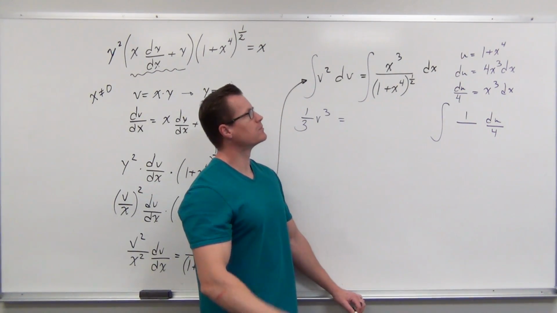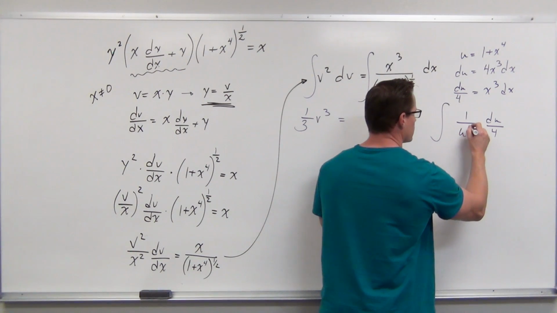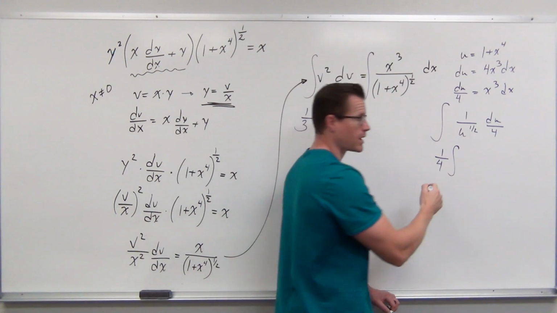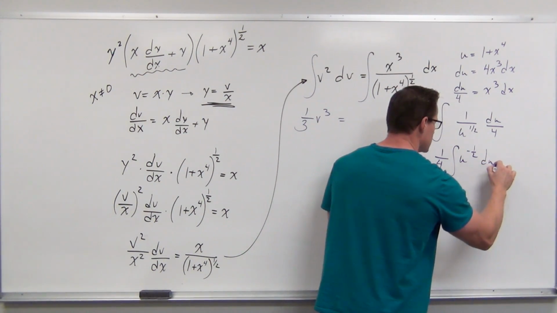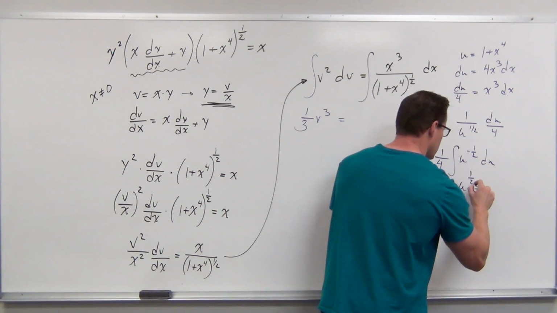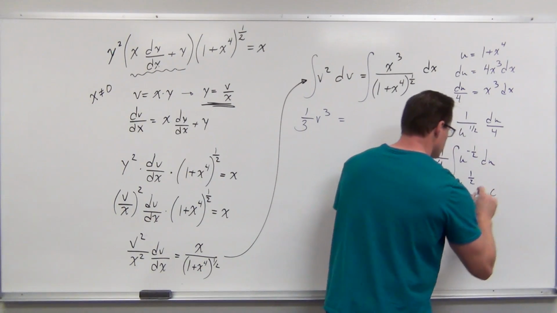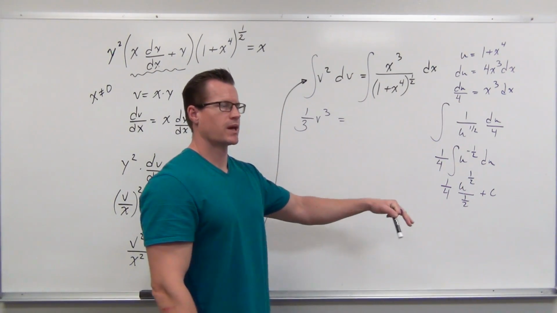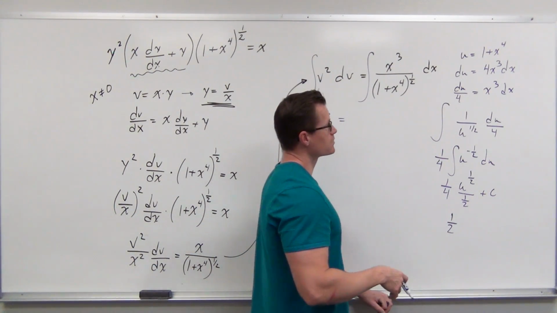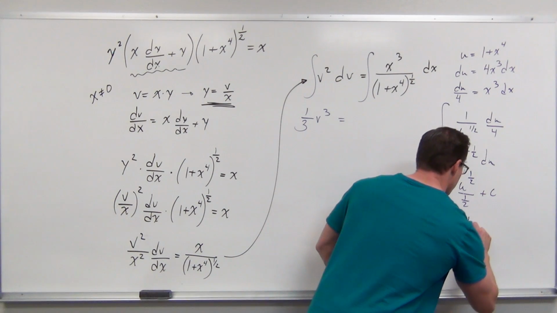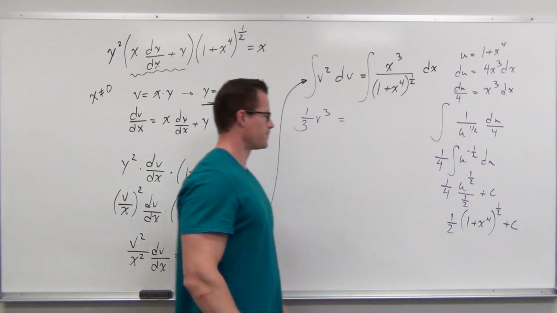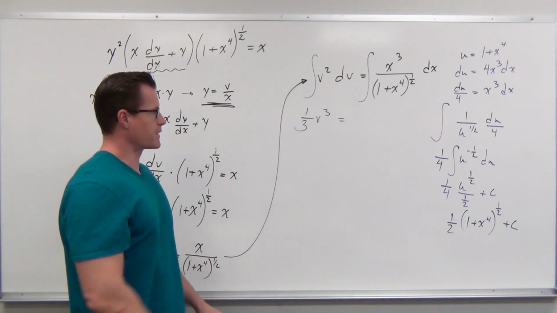One plus x to the 4th, to the 1/2. We're going to do u to the 1/2. Rewriting that just a bit, let's pull the 1/4 out. We'll have the integral of u to the negative 1/2 du. That's 1/4. Let's see, we add 1, divide by the new exponent, plus our constant. 4 times 1/2, that's 2. So 1/2 u to the 1/2? Yeah, but u is 1 plus x to the 4th, and then to the 1/2 plus c. Let's go ahead and write that.